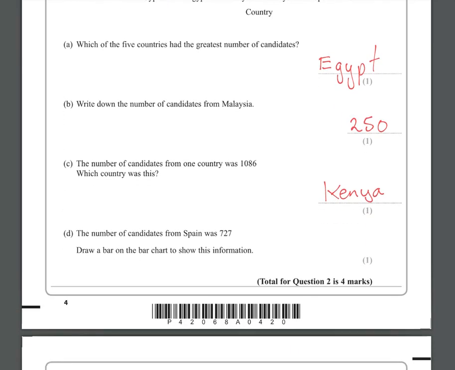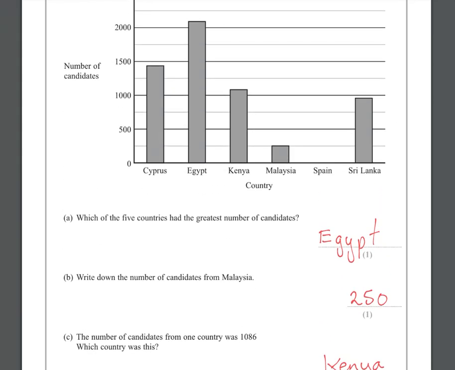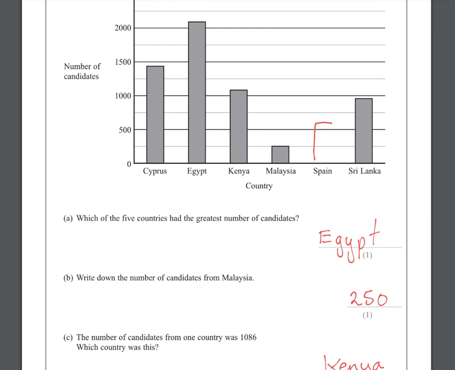And then Spain is 727. Well, this line here is going to be 750. So 727 is just about halfway up to there. So there we go, about to there. Okay, and that's the bar for Spain.